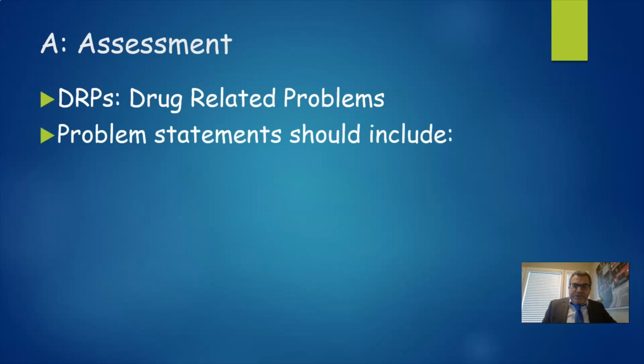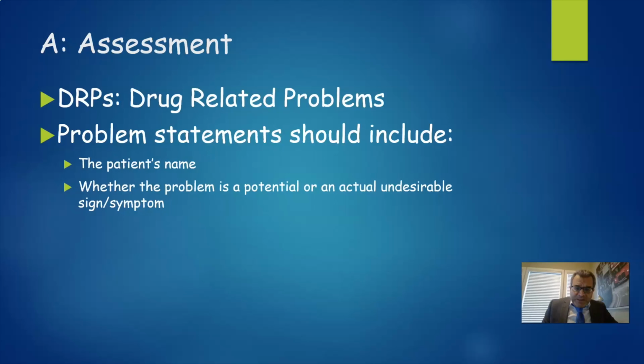First, the problem statement should include the patient name, and whether the problem is a potential or an actual undesirable sign and symptom. What does this mean? If it's actual, the patient is actually experiencing a side effect, or if it's potential, it might happen because of a drug interaction. Then the sign, symptom, or disease that's undesirable. So the patient is at risk for anemia because, so that's the condition, right? The patient is at risk for renal toxicity because.